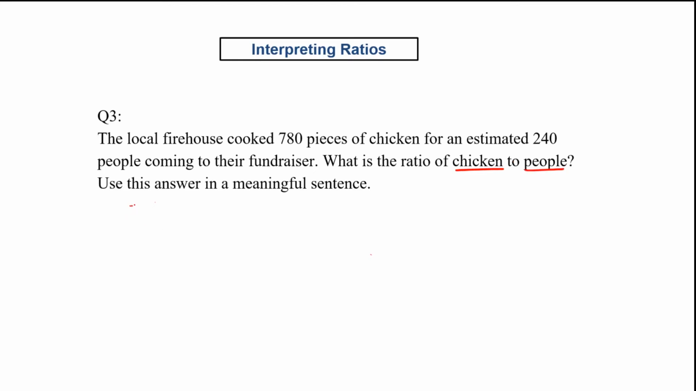And so we have a ratio of how many pieces of chicken divided by how many people. When we express this as a decimal, that gives us 3.25. And this is a decimal per one. In writing a meaningful sentence, we're not going to say there are 3.25 pieces of chicken per person. We'll say that there are 3.25 pieces of chicken per person.